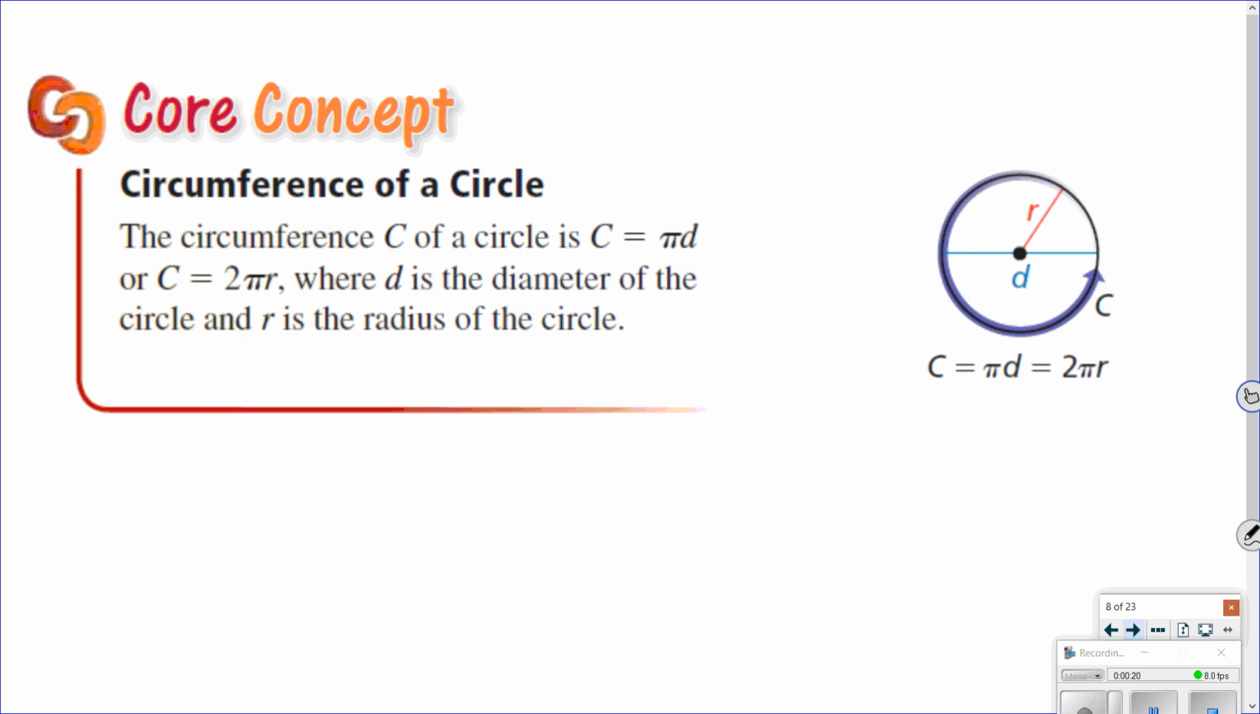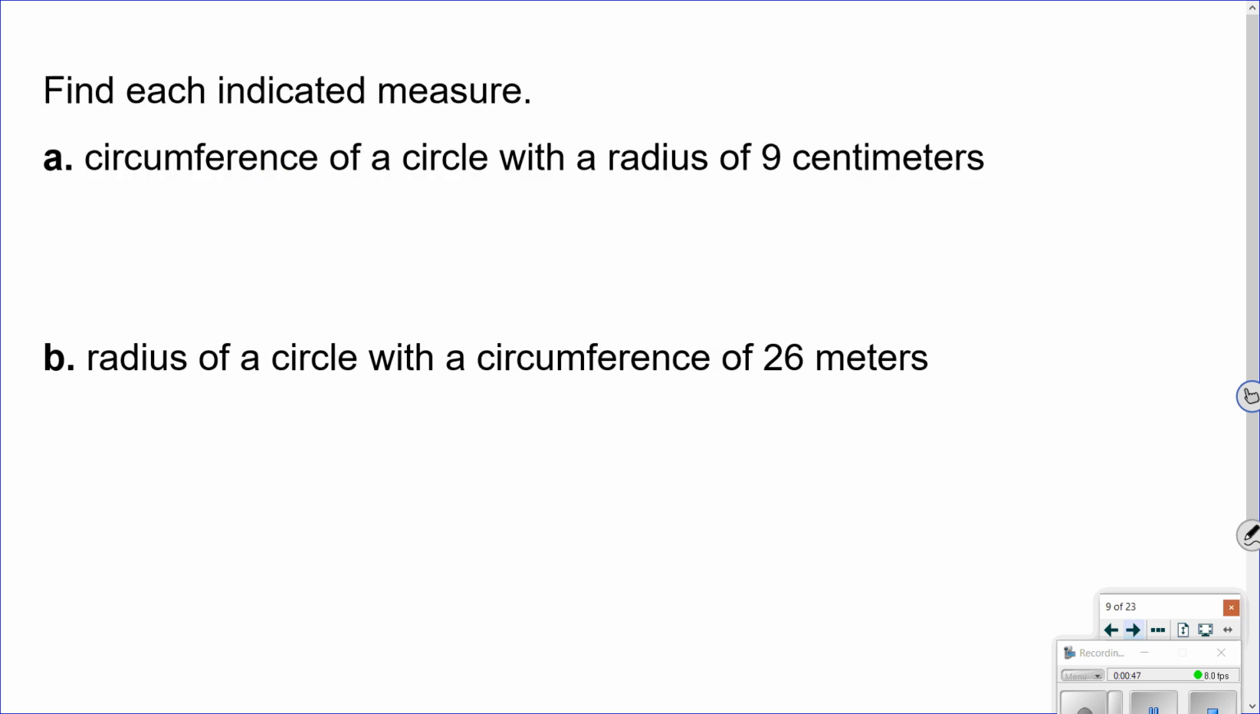Before we start, though, we'll just review circumference really quick. Circumference is the distance around a circle. You guys have been finding circumference for a long time. There are two formulas: you can either take the diameter times pi, or you can take 2 pi times the radius. Either one of those will give you the circumference. Just as a quick review, let's go through and find these two problems.